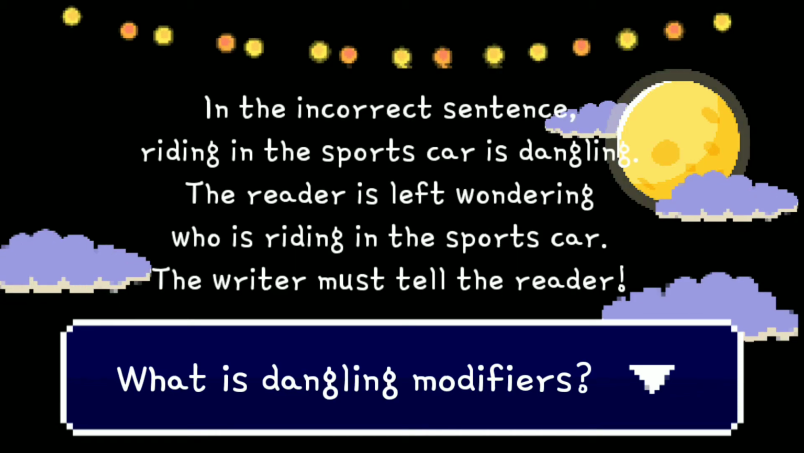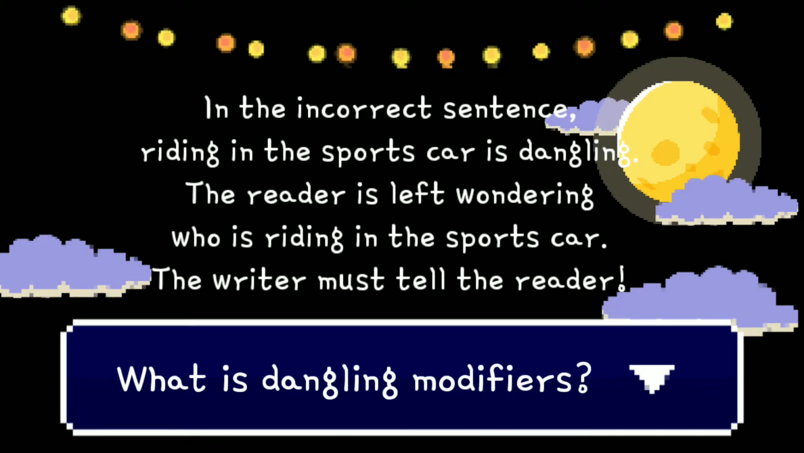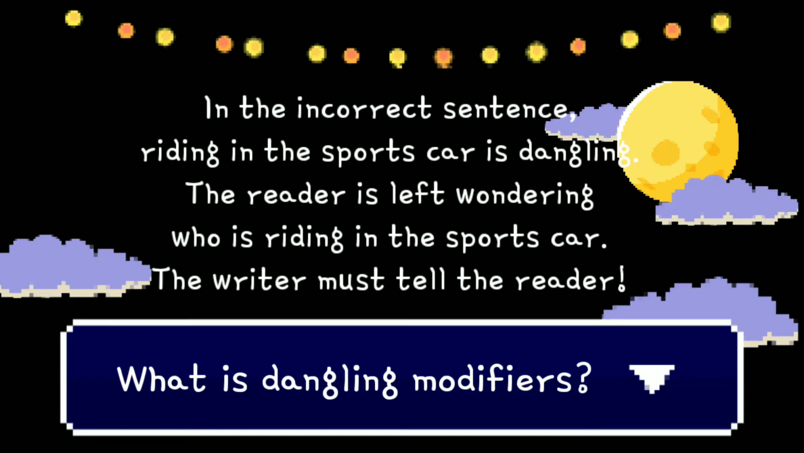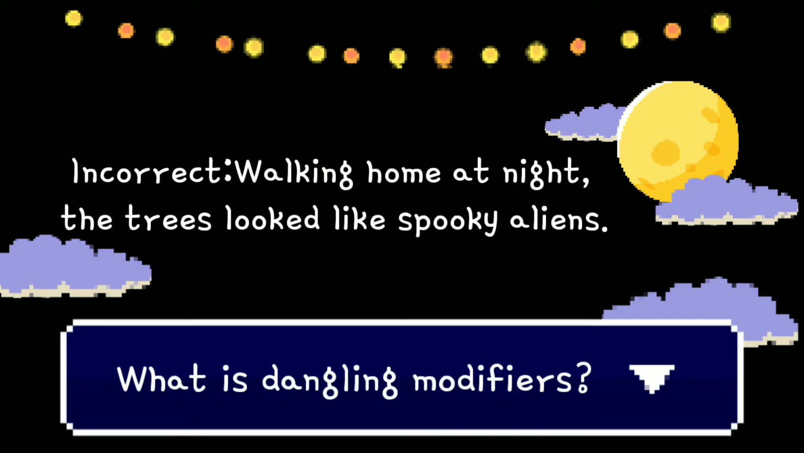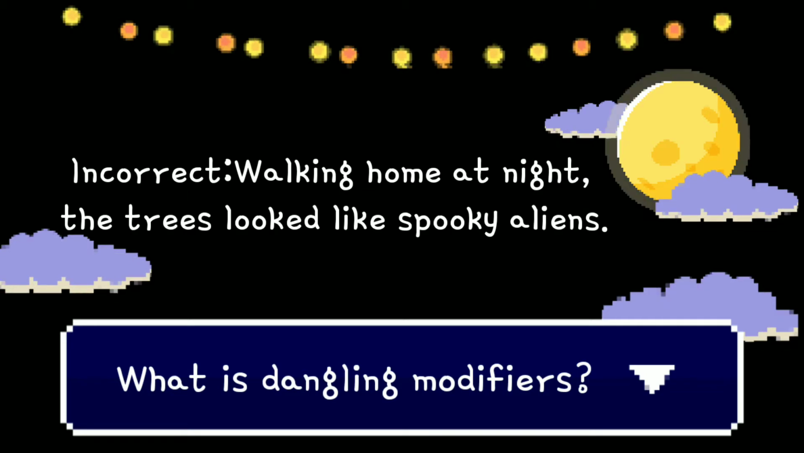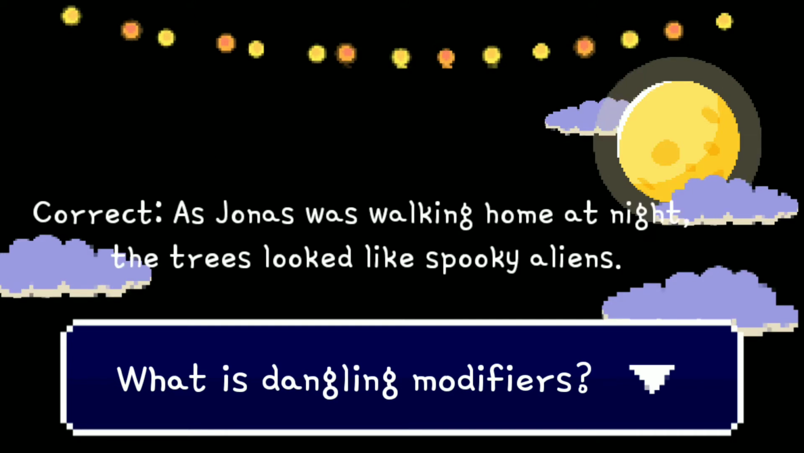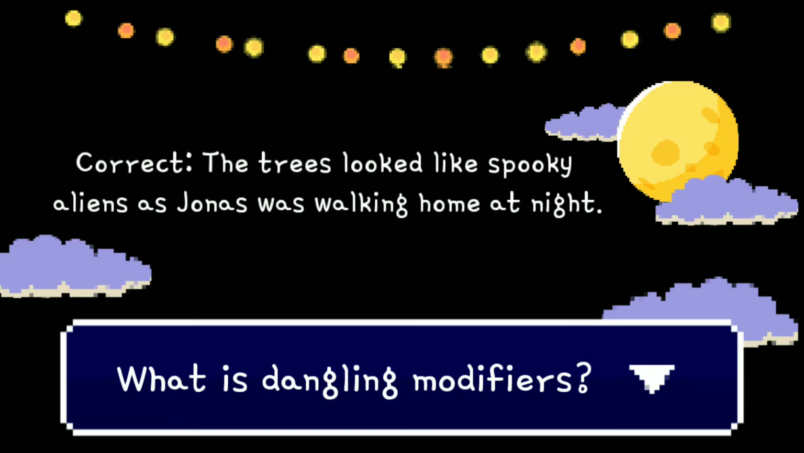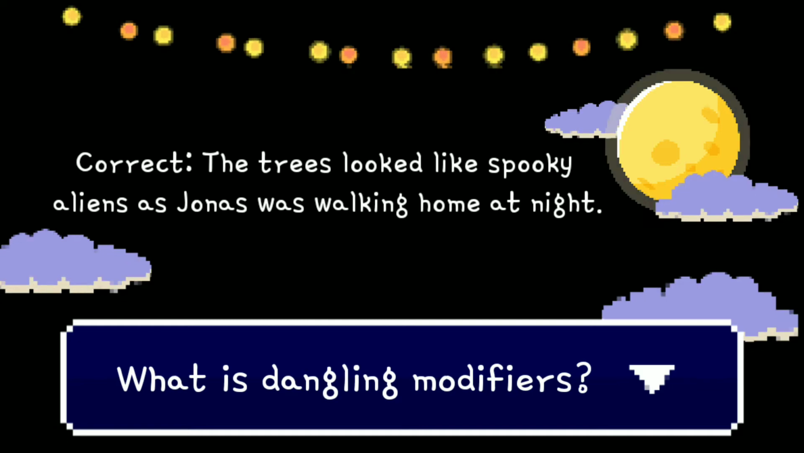In the incorrect sentence, riding in the sports car is dangling. The reader is left wondering who is riding in the sports car. The writer must tell the reader. Another example is, walking home at night, the trees look like spooky aliens. The correct answer is, as Jonas was walking home at night, the trees look like spooky aliens, or the trees look like spooky aliens as Jonas was walking home at night.